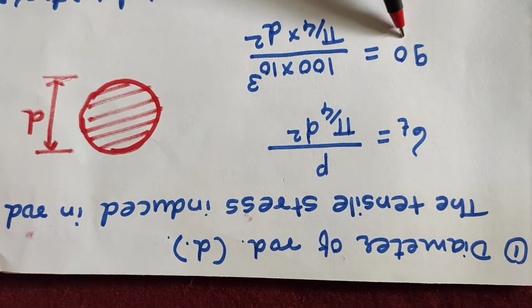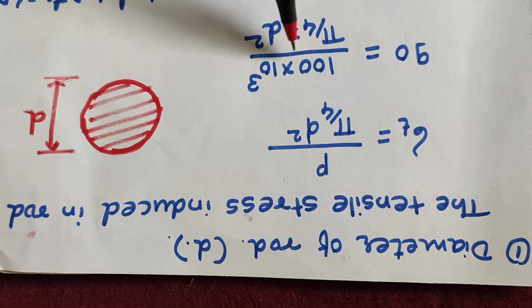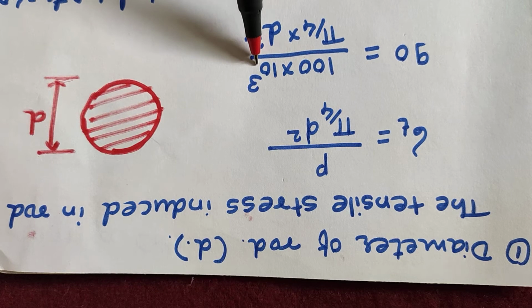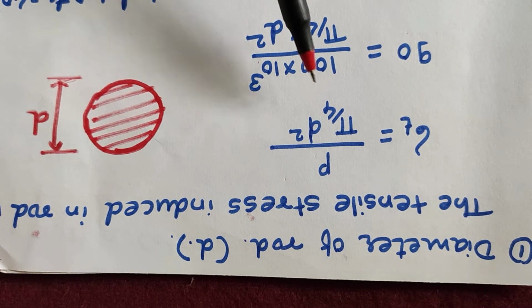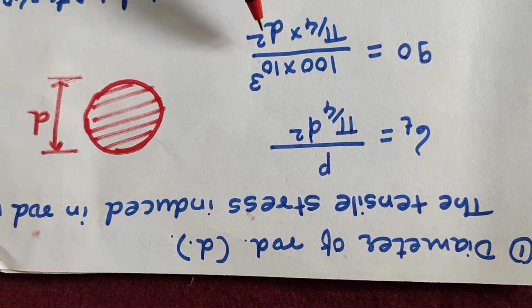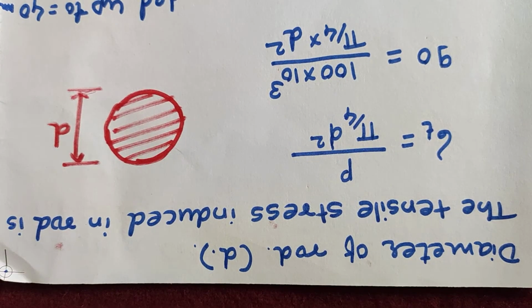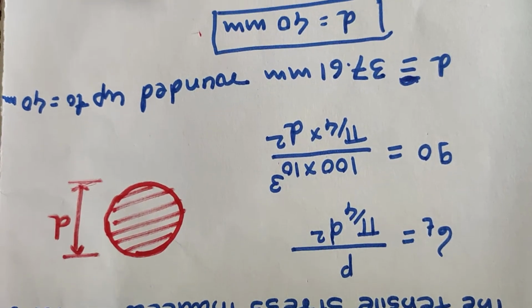So sigma t is given 90. The force acting P on the rod is 100 kilonewton, that is 100 into 10 raised to 3, and the area pi by 4 d square. This d, small d, is unknown, that is to be determined. So if you solve this equation, you will get d equal to 37.61 mm, and this is rounded up to the next value, that is d equal to 40 mm. So this is the first dimension we got.